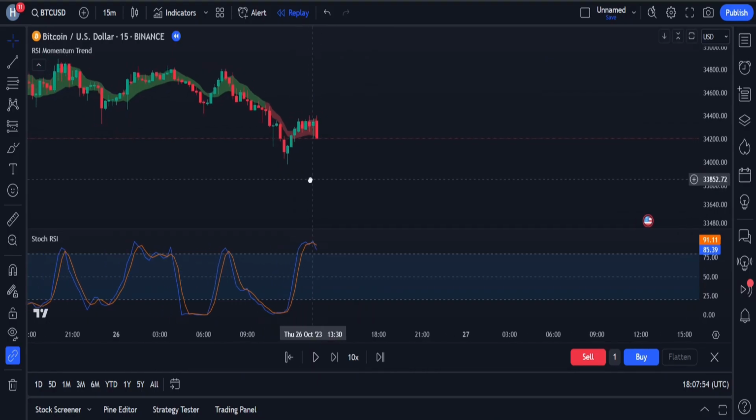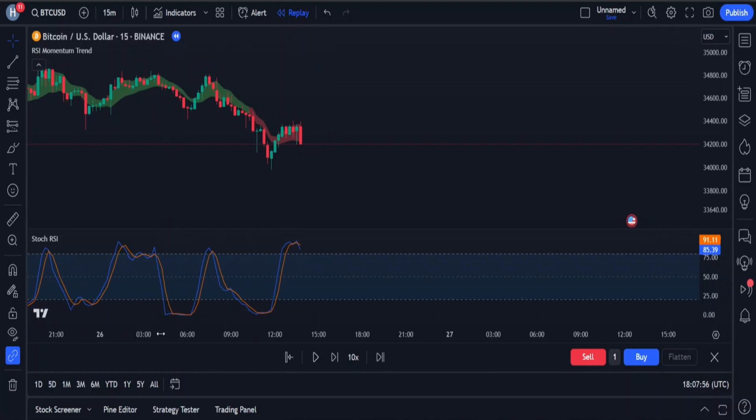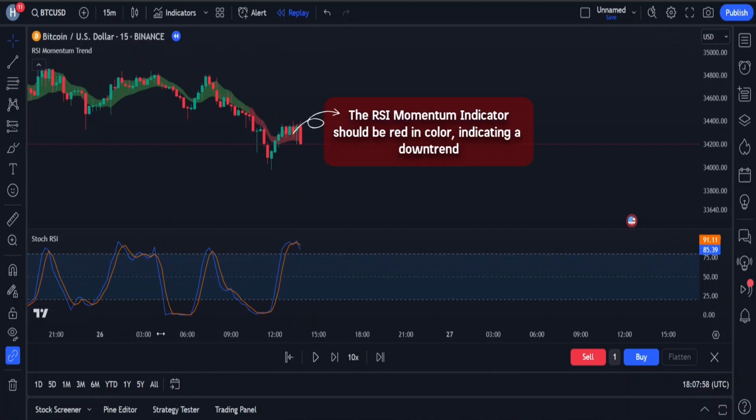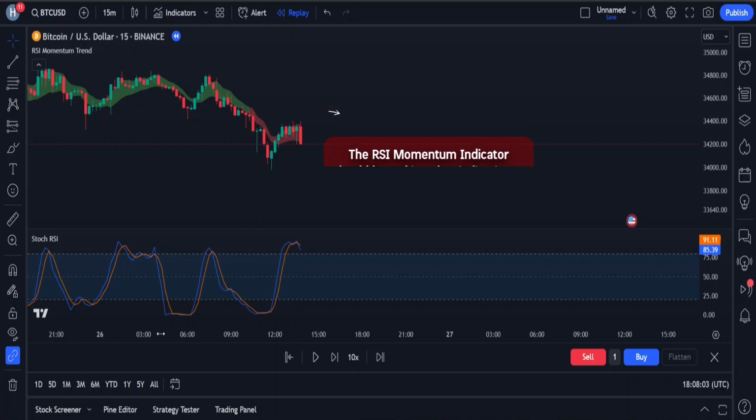In order for a sell trade to be considered valid, the initial requirement is for the RSI Momentum Trend indicator to signal a downtrend market movement. As depicted in this instance, the indicator displays a red color, signifying a downward market trend.